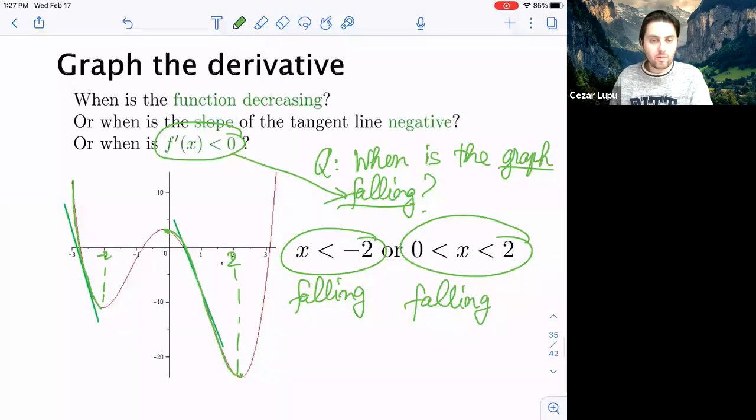So it's clear here. So that's what you need to remember. When the graph is falling, the derivative is negative, or the slope of the tangent line is negative, and you can say that the function is decreasing. And the same story holds when the function is increasing, the graph is rising, so the slope of the tangent line is positive, and therefore the derivative is positive. Okay.